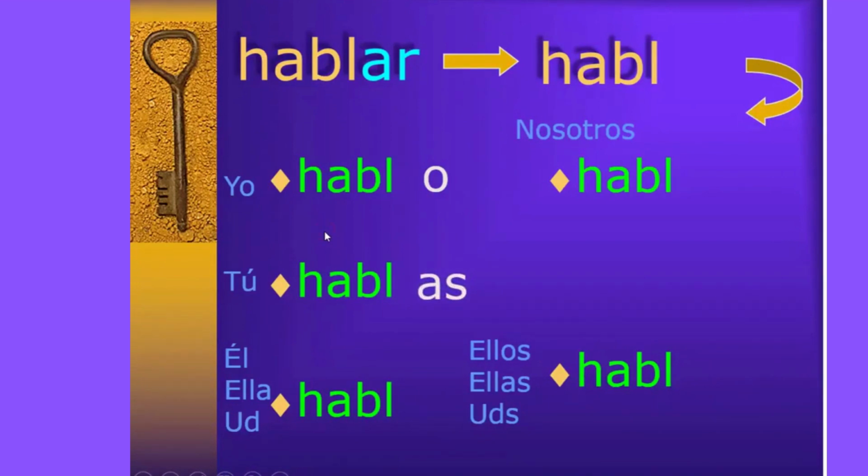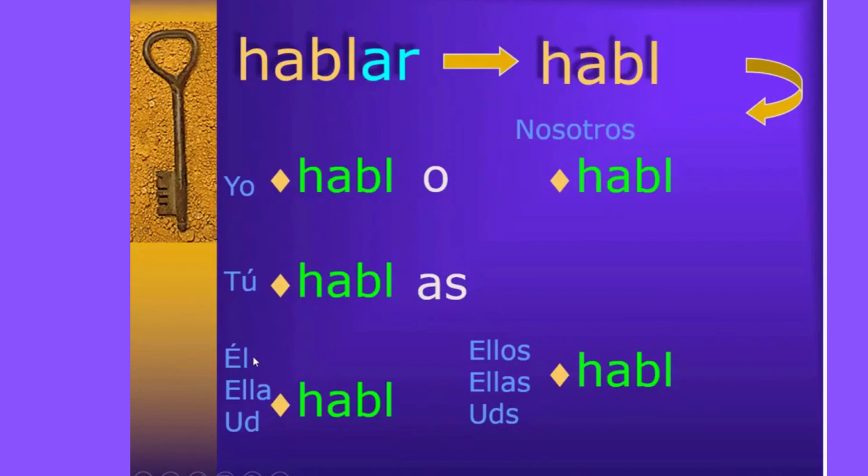If you want to say you, this you is informal, you're talking to your friend, you're talking to a family member, you say tú hablas. So you're going to add AS to the end. AS will go only with tú.